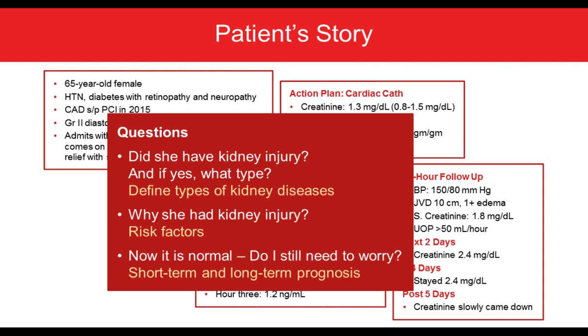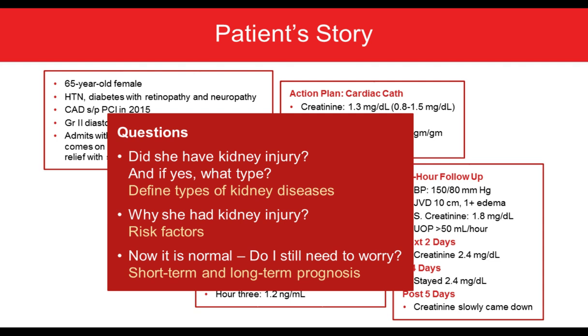So now I want to tell you a patient story, about why we are here and why we are talking about these deep connections. So let's listen to this patient story. Here I have a 65-year-old female who has hypertension and diabetes affecting her eyes and her nerves, and she had coronary artery disease also, underwent a percutaneous coronary intervention in 2015, and now she ended up having grade 2 diastolic dysfunction.